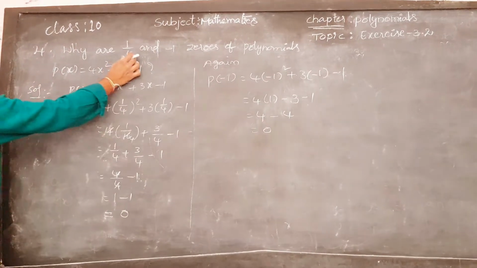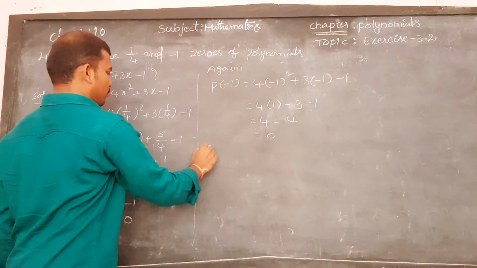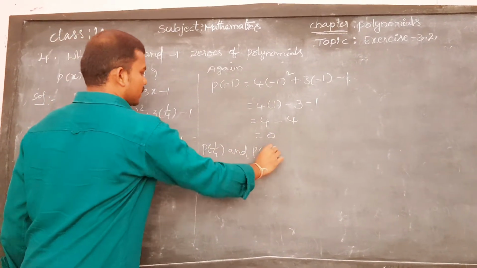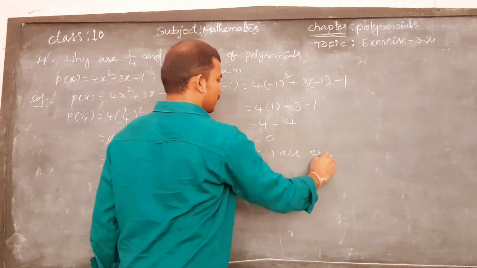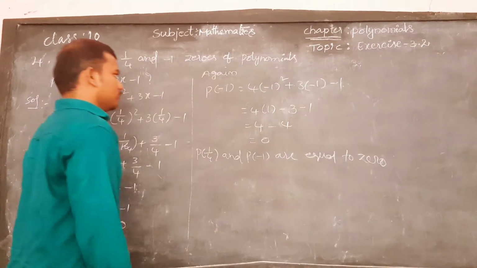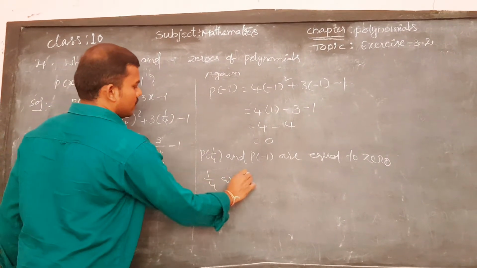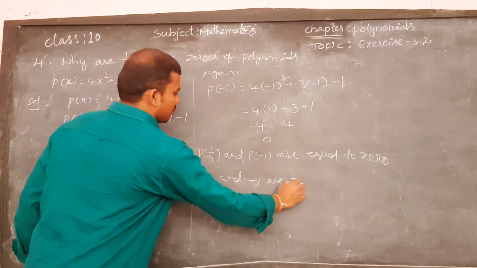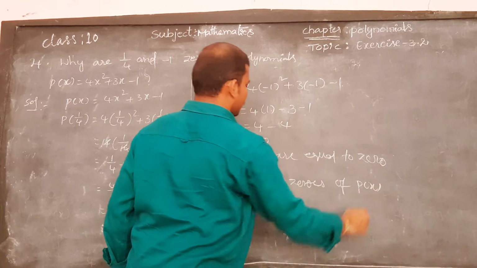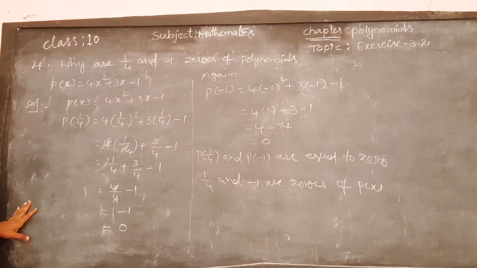Here p of 1 by 4 and p of minus 1 are equal to 0. So therefore 1 by 4 and minus 1 are zeros of p of x, that is 4x square plus 3x minus 1.